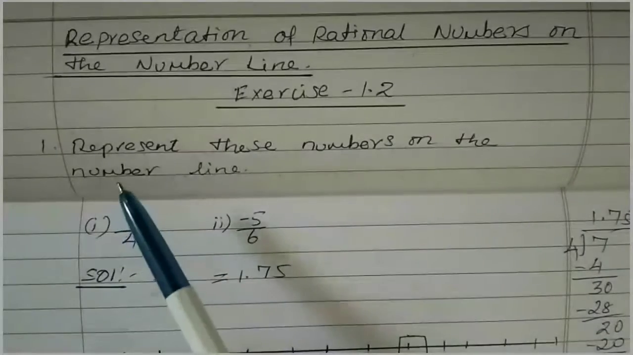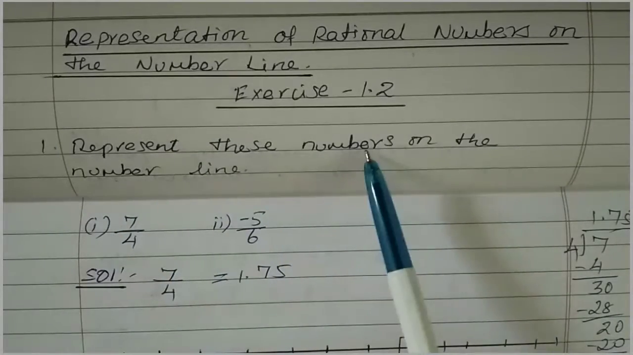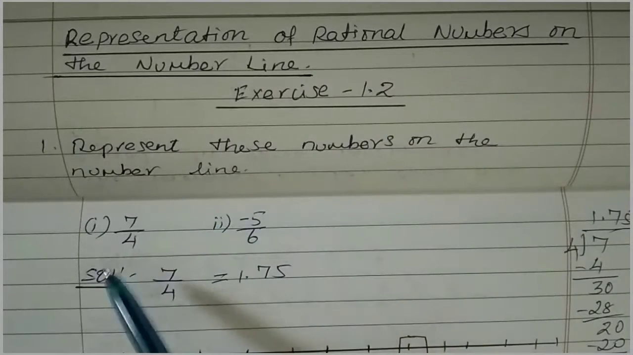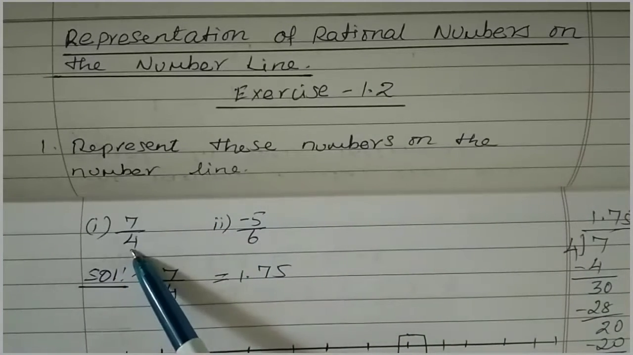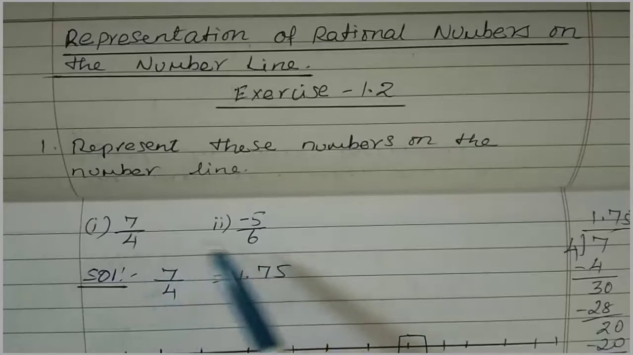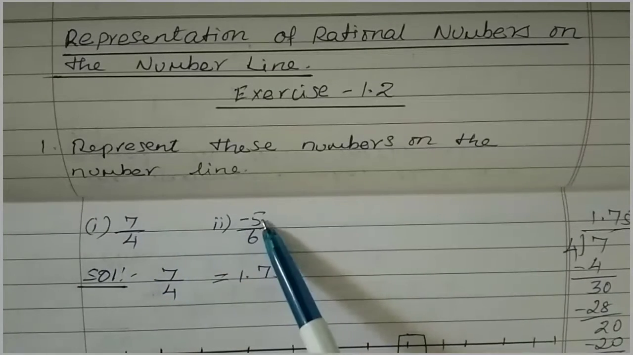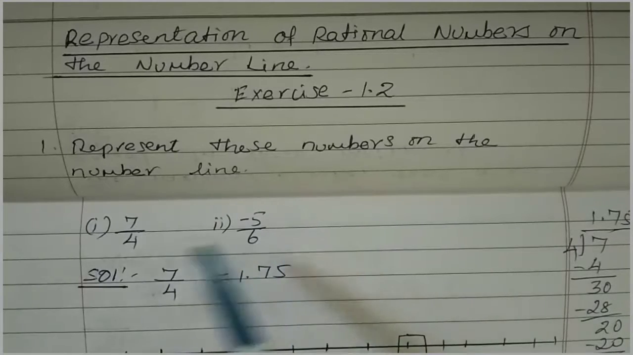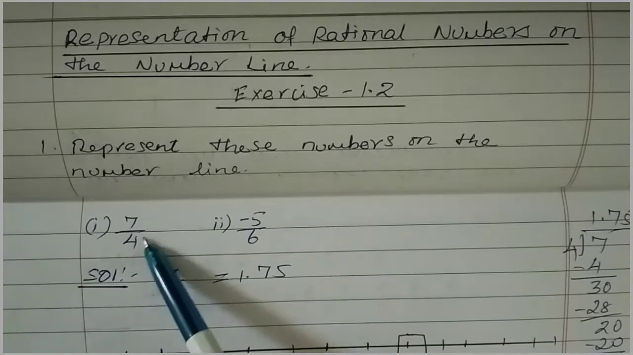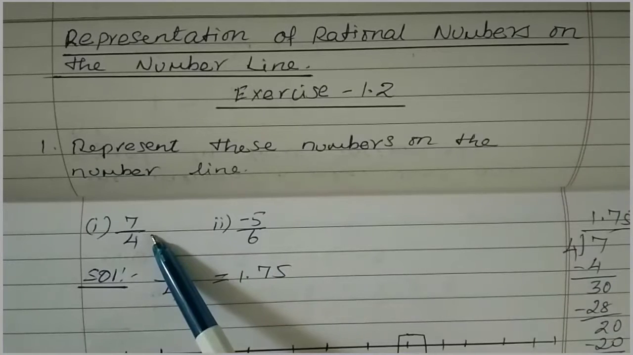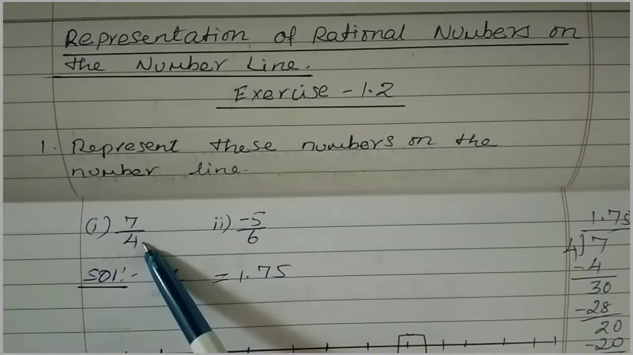In this, the first question is: represent these numbers on the number line. Here they have given two numbers, 7 by 4 and minus 5 by 6. First, 7 by 4 is a rational number, so we can't represent it on the number line directly. It's very tough, so we have to simplify this value and then represent it on a number line.